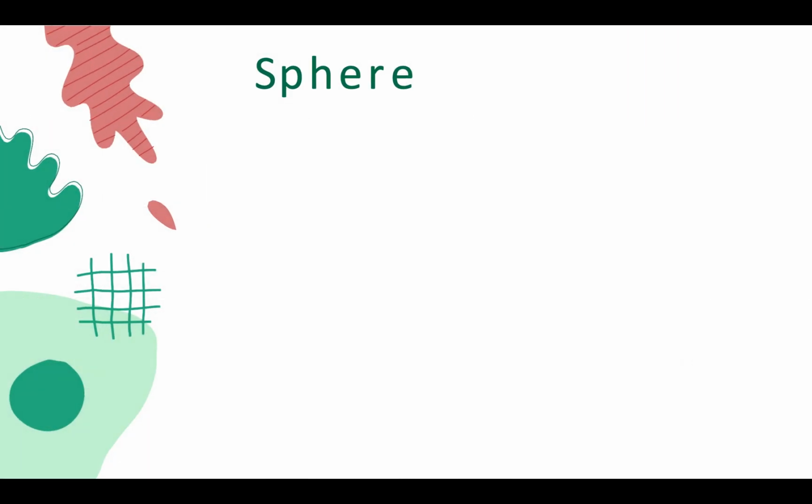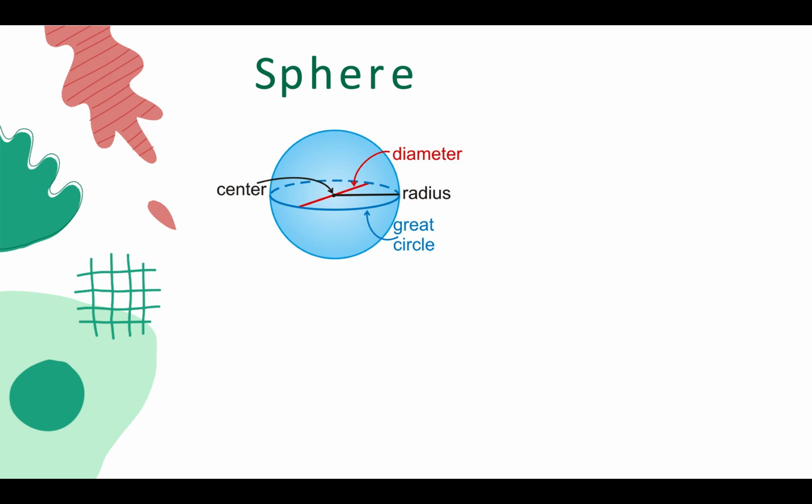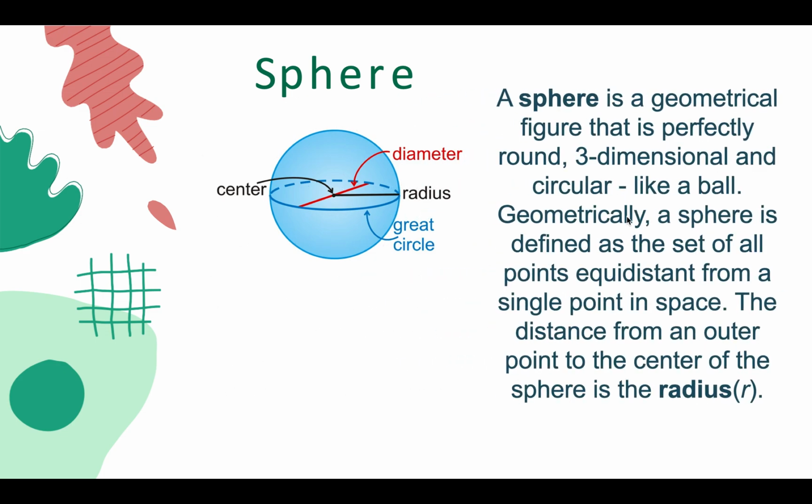So let us first define and describe a sphere. So we have here the parts of a sphere. You can see the diameter, the center, the radius. So what is a sphere? A sphere is a geometrical figure that is perfectly round, three-dimensional and circular like a ball. That's why my example a while ago is a ball.